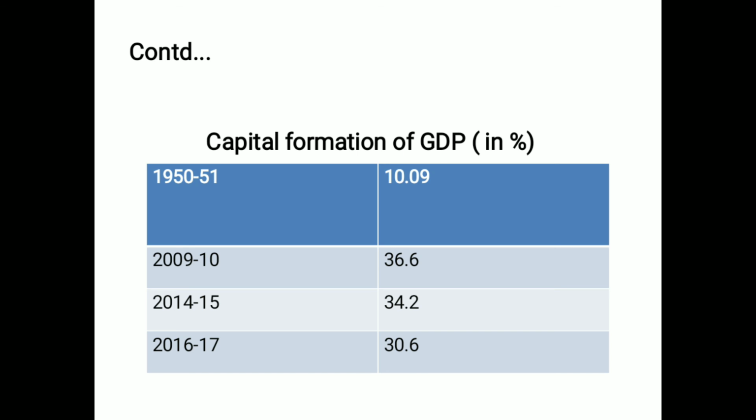This table shows the capital formation as a percentage of GDP. In the year 1950 and 51, the capital formation rate was 10.9%, which rose to 36.6% in the year 2009 and 10, and in the year 2014 and 15 the percentage rate of capital formation declined from 36.6% to 34.2%, and again to 30.6% in the year 2016 and 17.